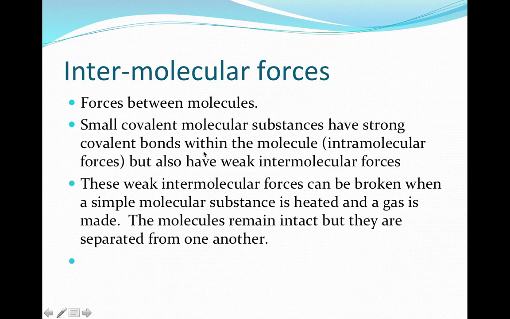Unit 1 Chemistry, Chapter 7, Part 2. So we're now going to look at something called intermolecular forces. This is dependent on the shape, and it's dependent on what atoms we've got in there.